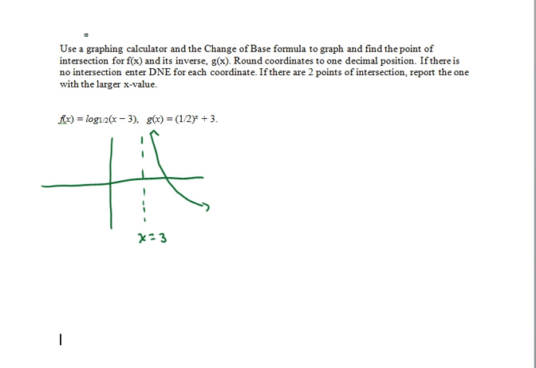When we look at g of x, it's 1/2 to the x, plus 3. So the horizontal asymptote for g of x is y equals 3. It's also a decreasing function because its base is between 0 and 1. And so the point of intersection is going to be above and to the right of where the two asymptotes intersect, which is at 3, 3.